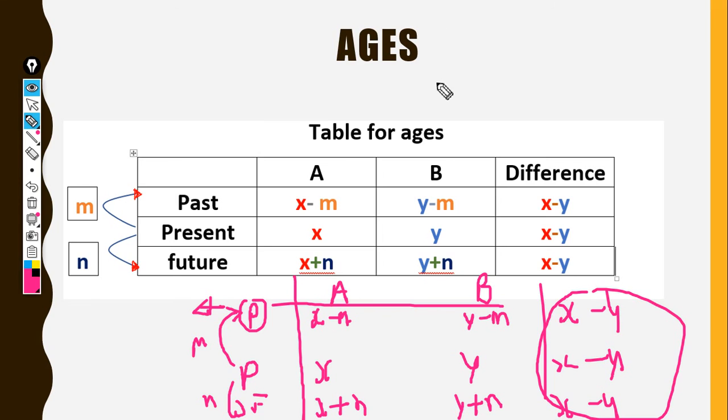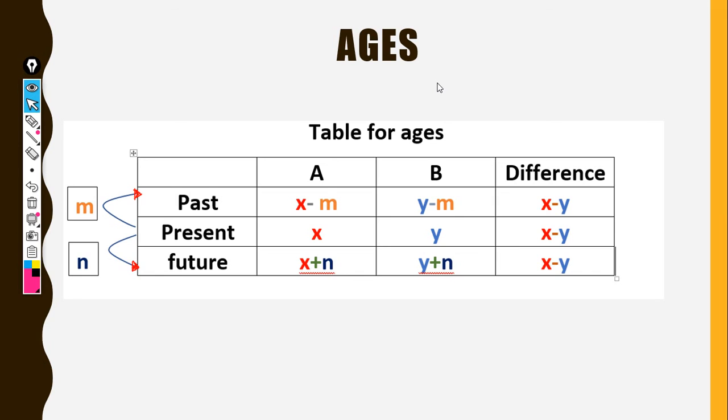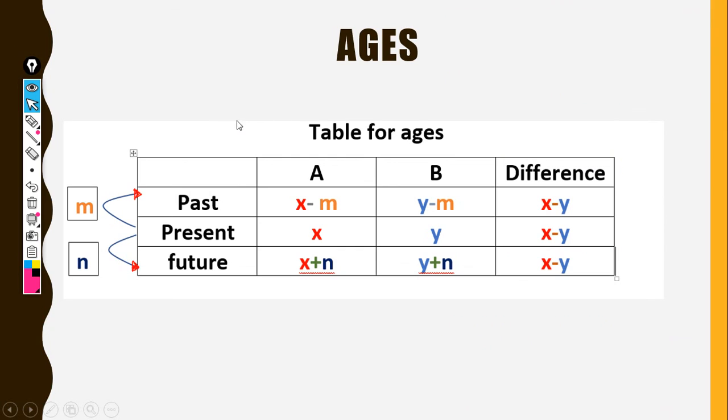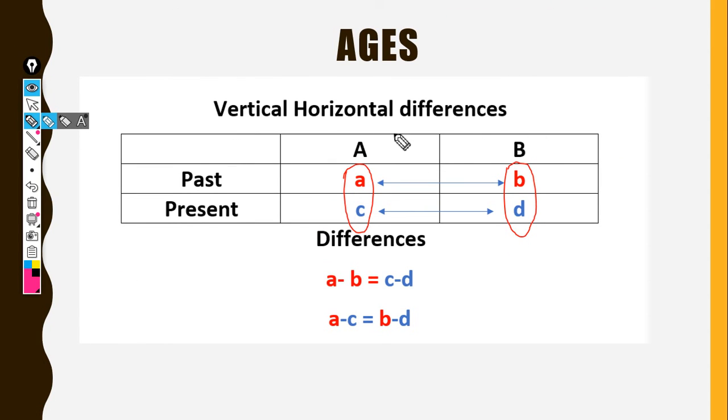One thing I need to highlight here: there is one more table while solving problems. This is the one table, friends, and this is the one more table, the horizontal and vertical difference. We can easily calculate from this if you know this logic. I am taking two years, past year and present year. Present year is C and D, past year is A and B. The difference should be A minus B is equal to C minus D, as well as A minus C is equal to B minus D. If you know this logic, you can definitely solve any of the problems.